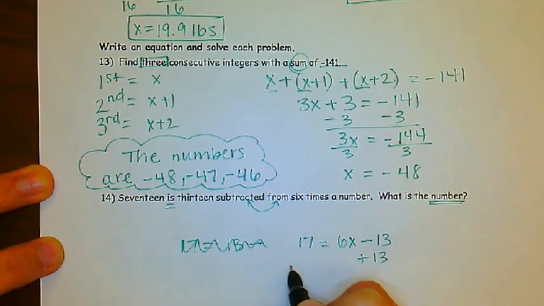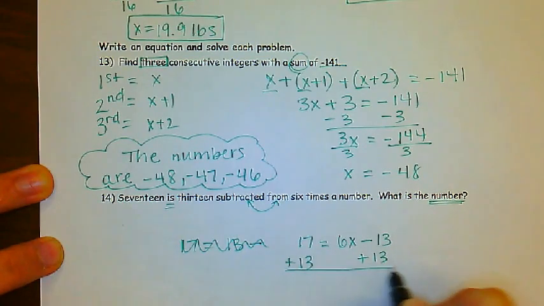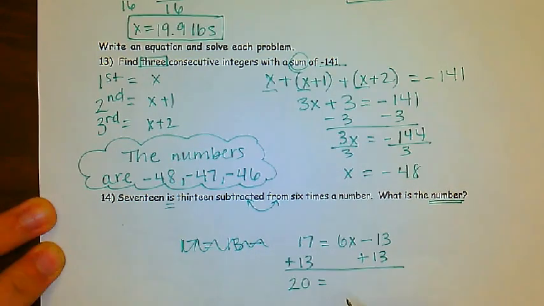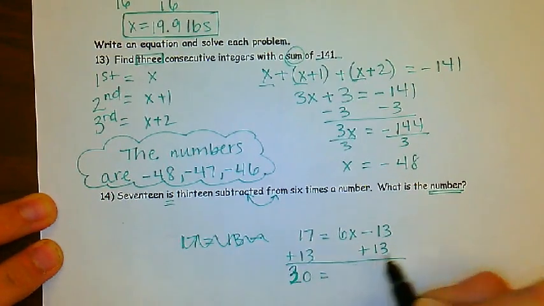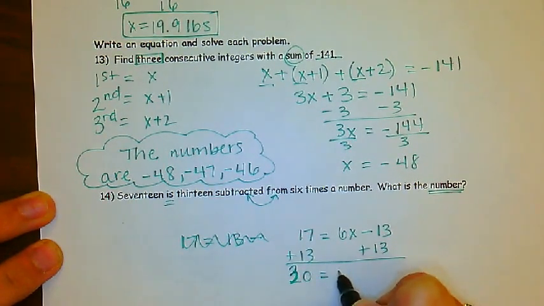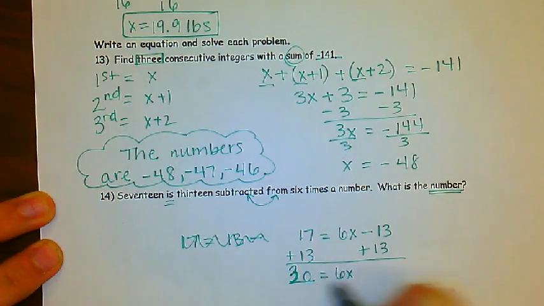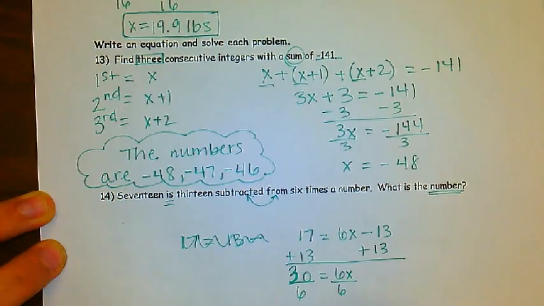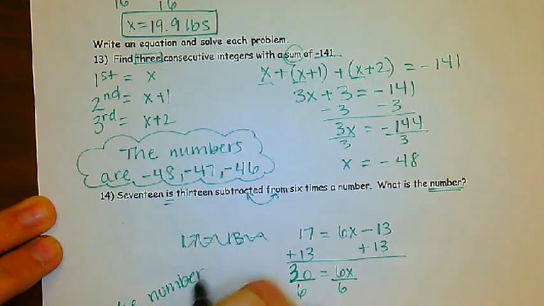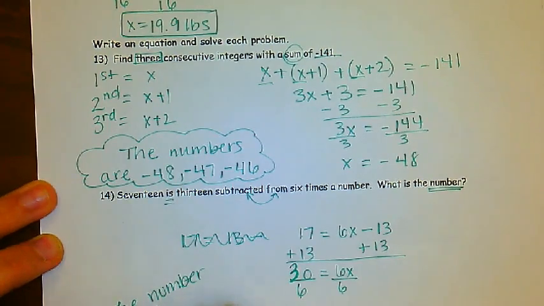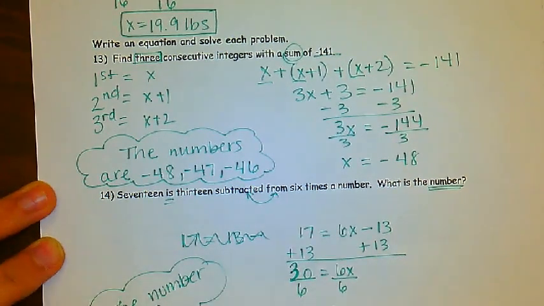Again, it doesn't tell you what the variable is, so you can use whatever variable you want. So x equals 5, so the number is 5.